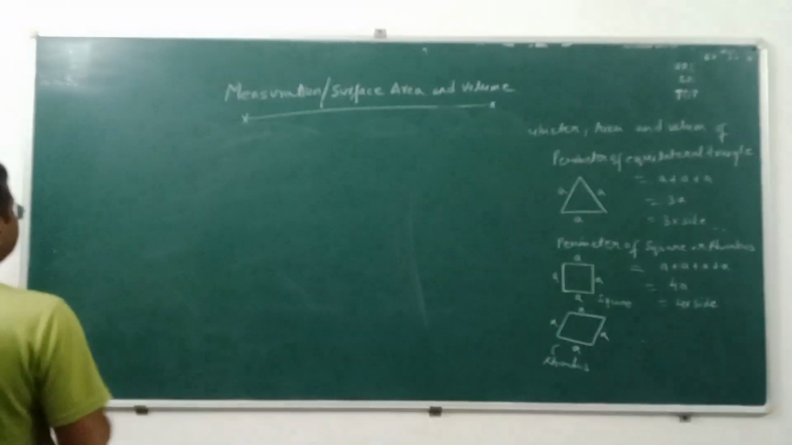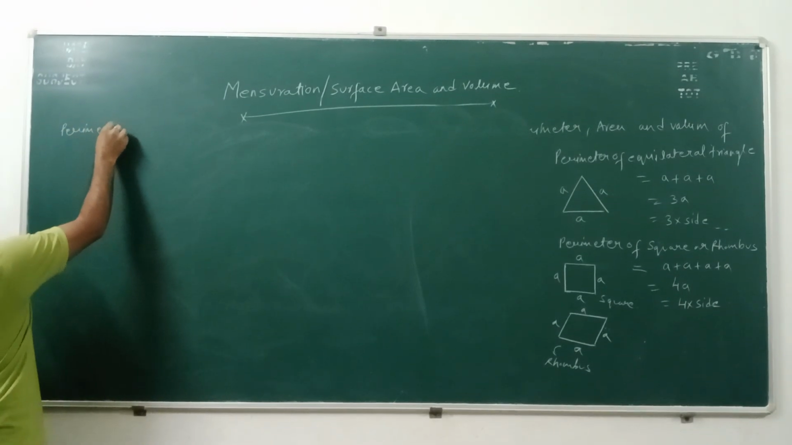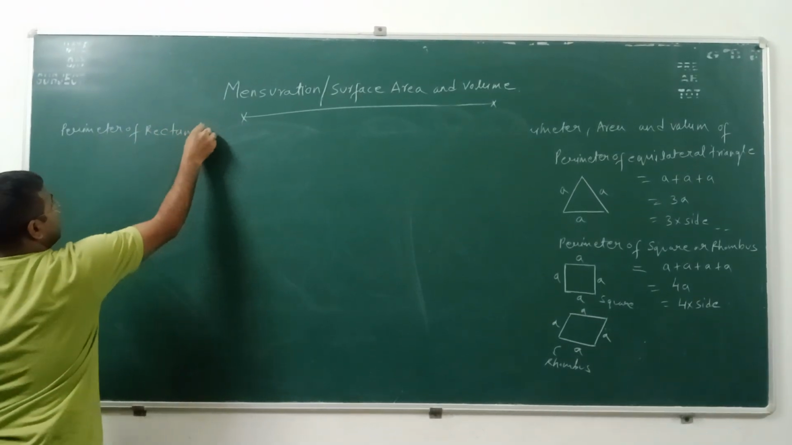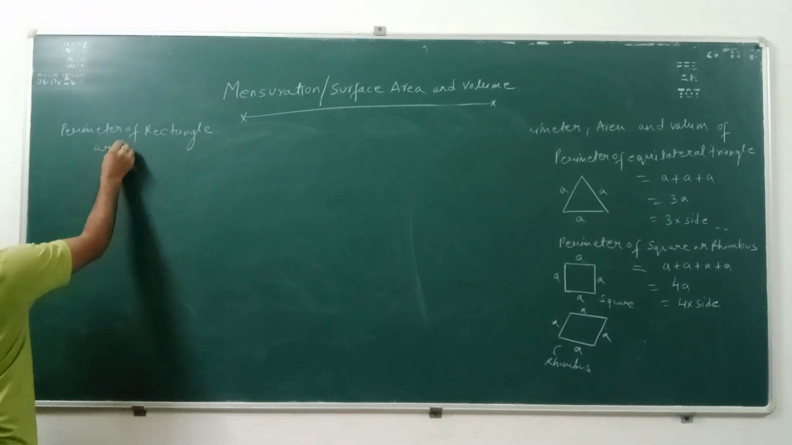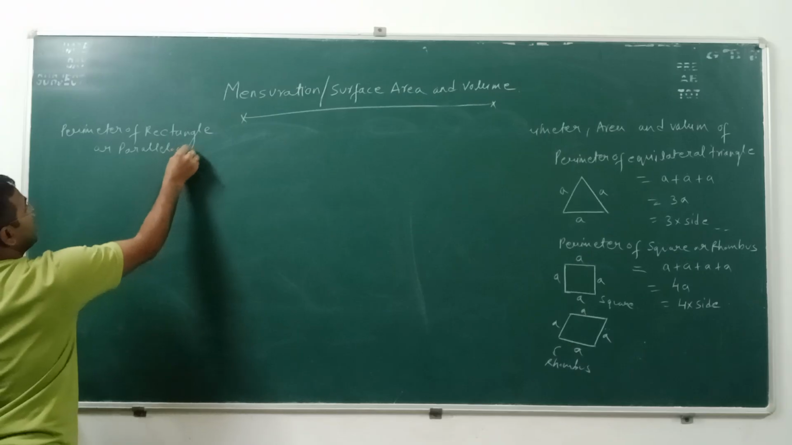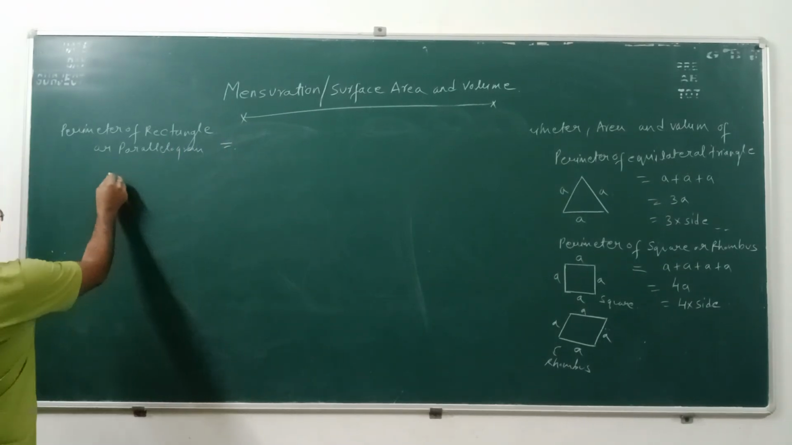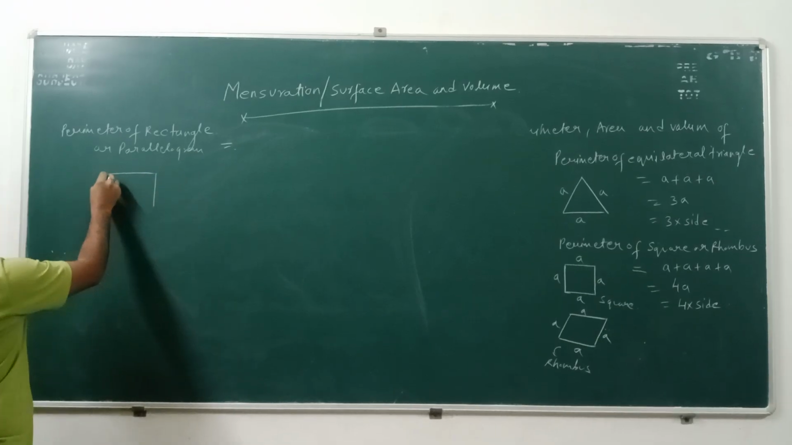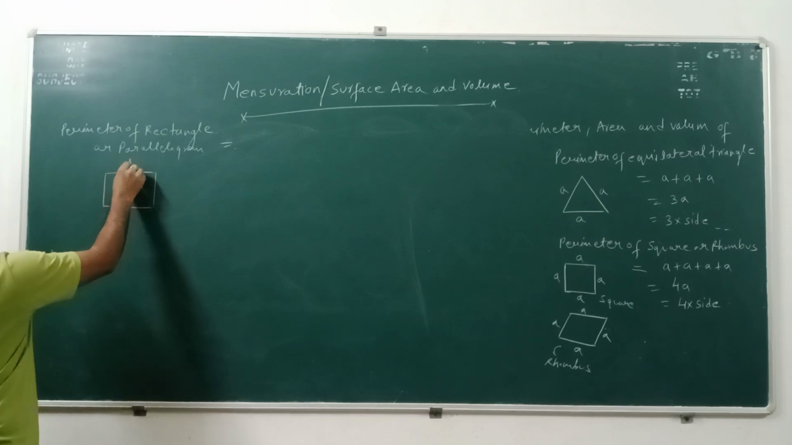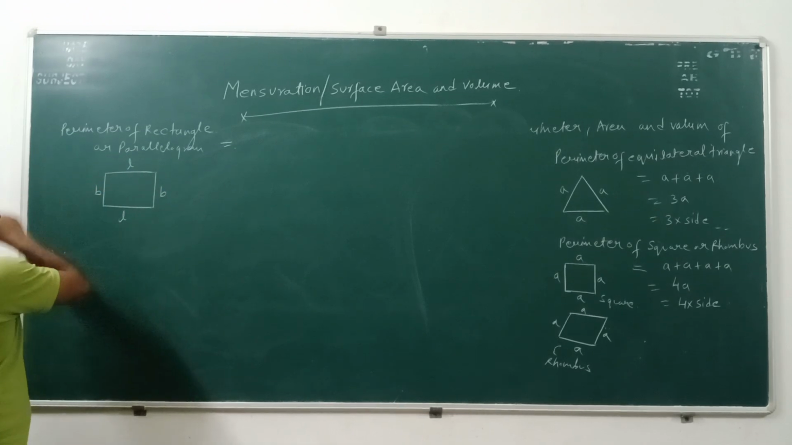Okay. Now see, perimeter of rectangle. Perimeter of rectangle, or you can say parallelogram. Then perimeter of rectangle or parallelogram will be, see first the figure. As you know that in a rectangle opposite sides are equal. Suppose that one is length, then the opposite side will also be called length, and the other one is breadth, then the opposite side will also be called breadth.